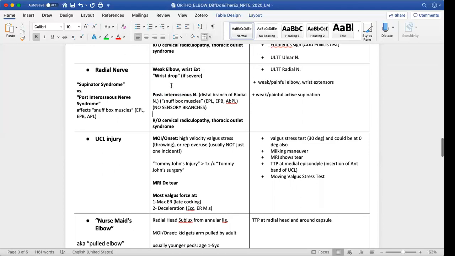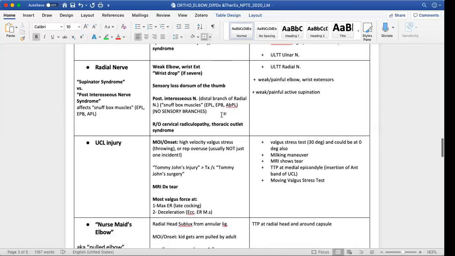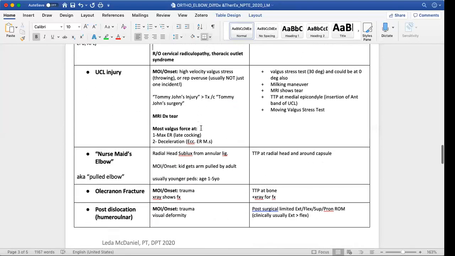Radial nerve sensory territory, and I promise I'll update this: sensory loss of the dorsum of the thumb is characteristic of radial nerve pathology. The radial nerve has less sensory territory than ulnar and median, but it still does have some sensory branches distally, and that's where they go, the dorsum of the thumb.